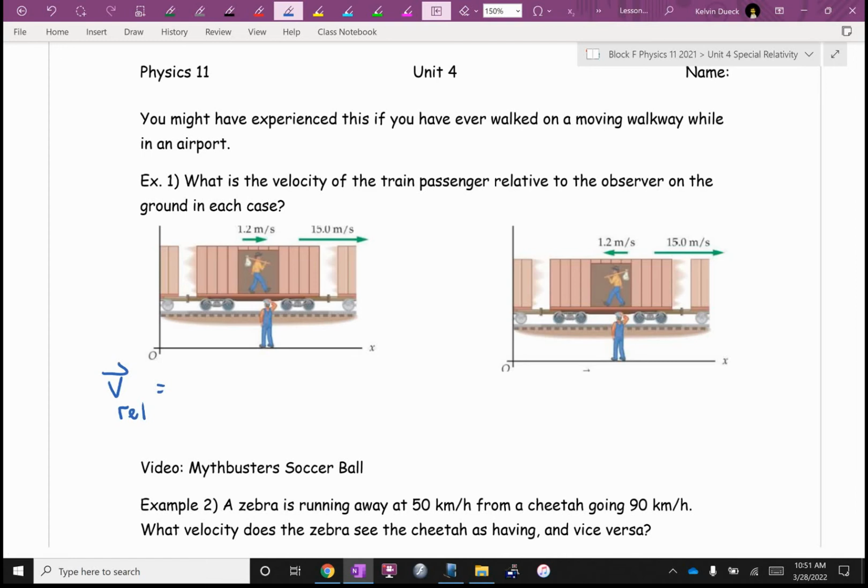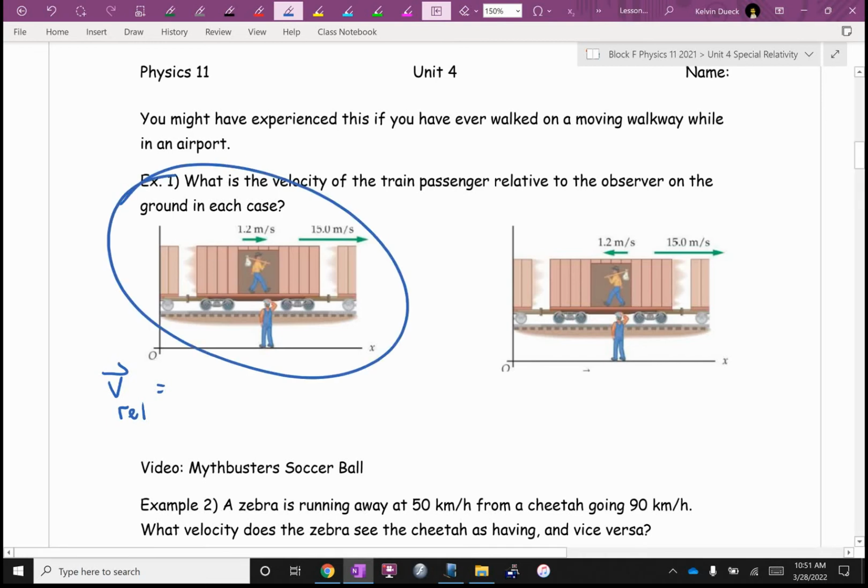15.8. Sorry? 13.8. In this one here? Yeah. I disagree with 13.8. Yeah. I think 16.2, because they're both in the same direction. Okay?